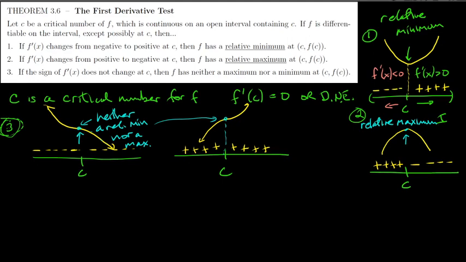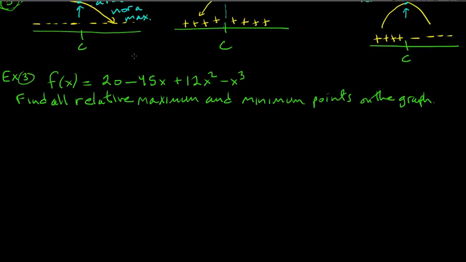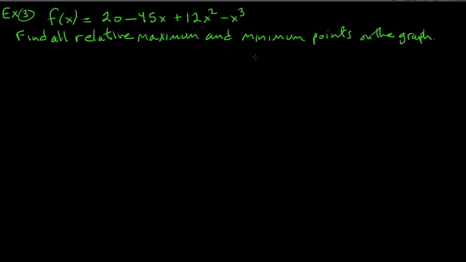Okay, so let's look at our first example. We have a function, 20 minus 45x plus 12x squared minus x cubed. And we want to find all relative maximum and minimum points on the graph. So how do we do that? Well, we're going to use the first derivative test. Our relative maximum and minimum points have to occur at critical numbers. So we need to find the critical numbers first.